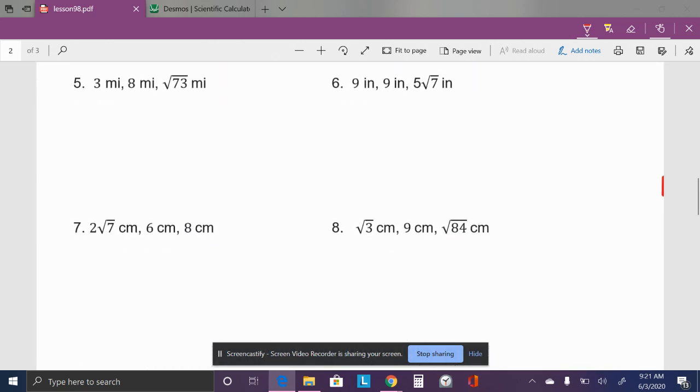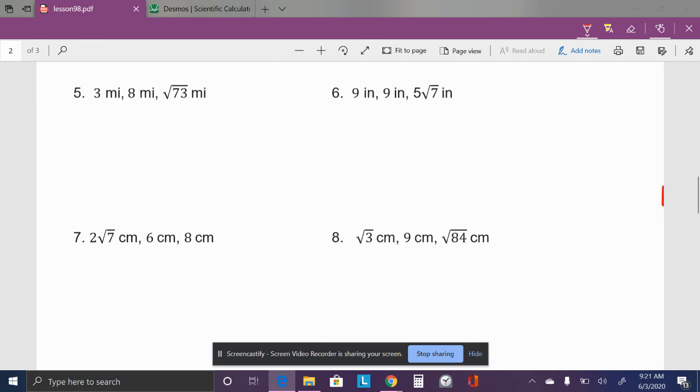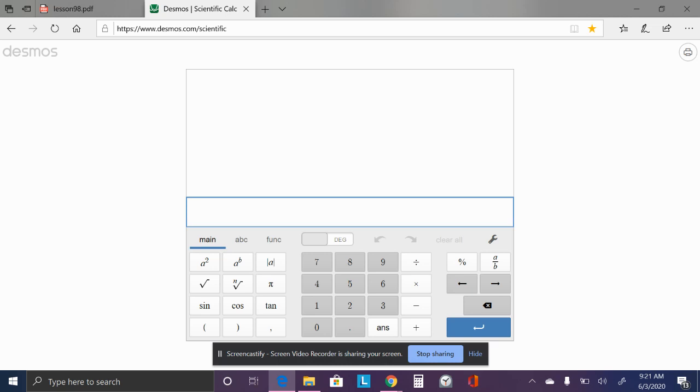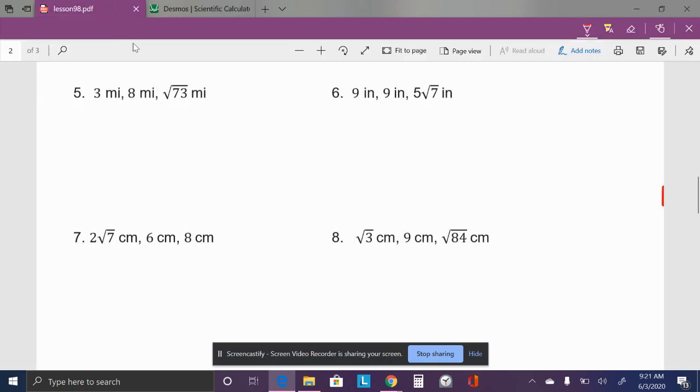Okay, now what if they give us just the lengths? They don't give us the diagrams, like these problems. Okay, so let's look at number 5. All right, 3, 8, and square root of 73. First I have to determine what the square root of 73 is. I want to see if that is the longest side or not. So square root of 73 is about 8.5. So that's going to be my longest side.